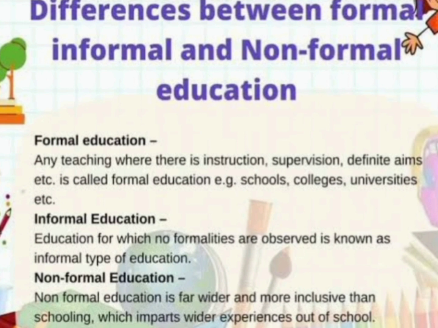Here we can see the definition of formal education. Formal education is any type of teaching where there is instruction, supervision and definite aims, etc. That type of education is called formal education. So what is an example of formal education? Schools, colleges, universities, etc. All are perfect examples of formal education.